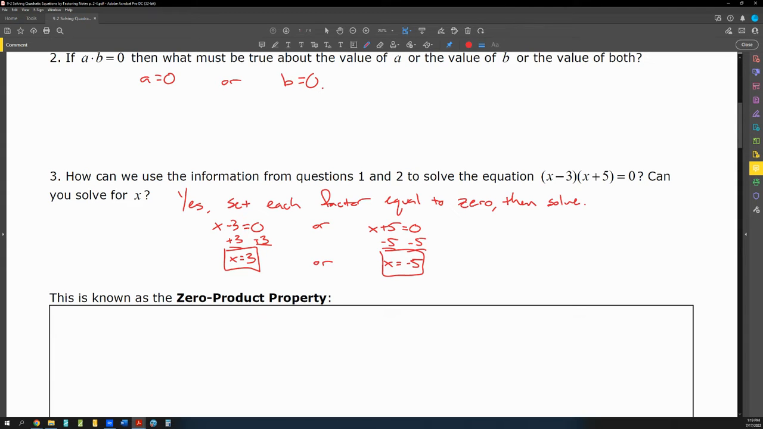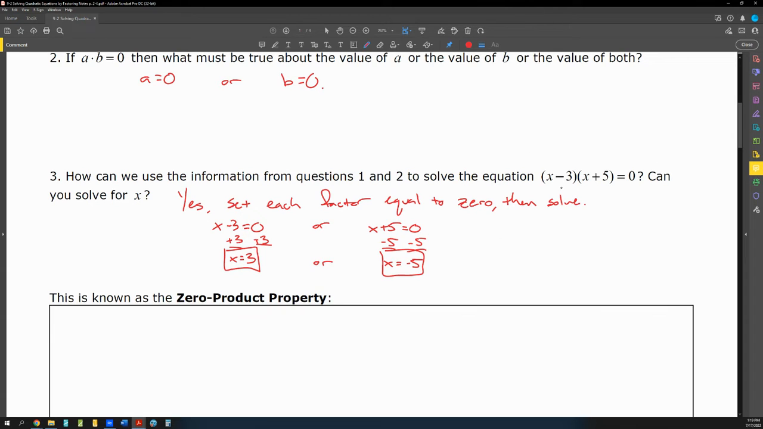Now, in between these answers, we can put two things. We could either put and, or we could put or. And we have to consider which of these makes more sense in this context. Here we have x equals 3 or x equals negative 5. Because these are both solutions to this equation, right?